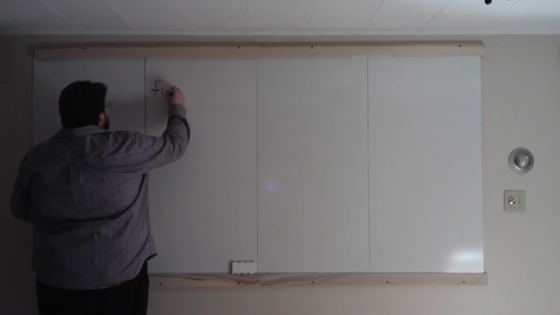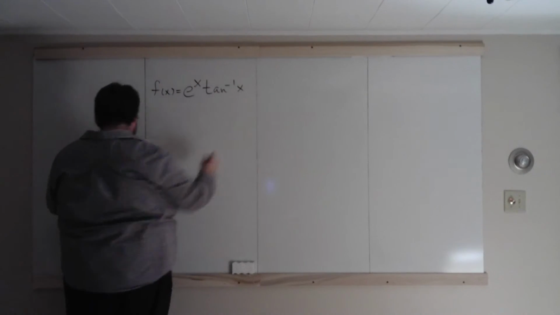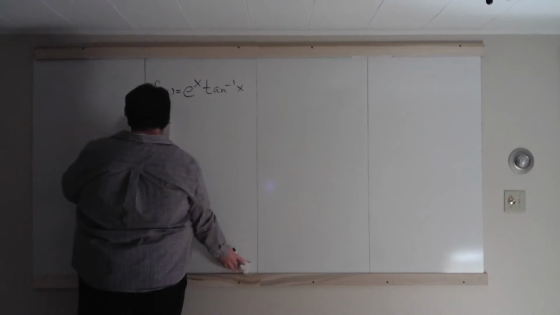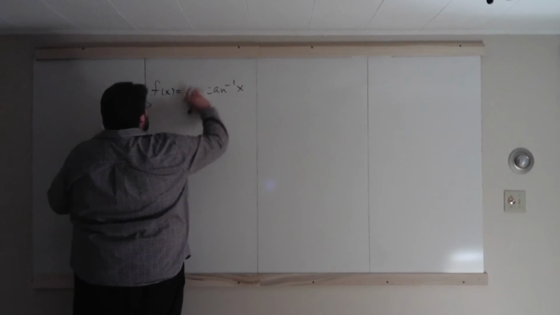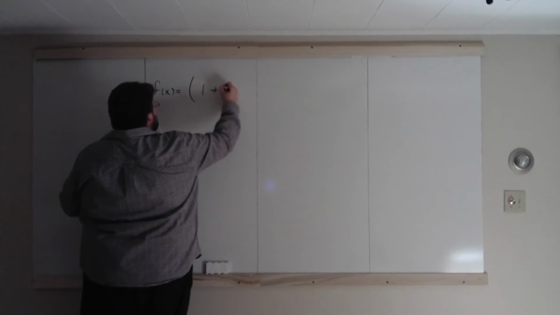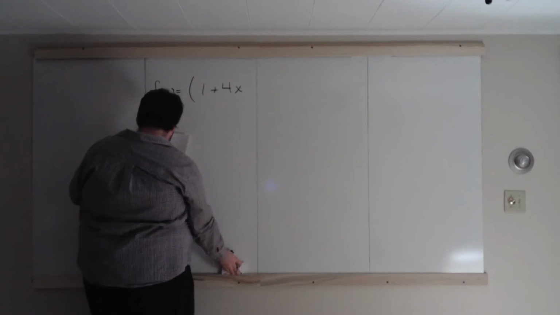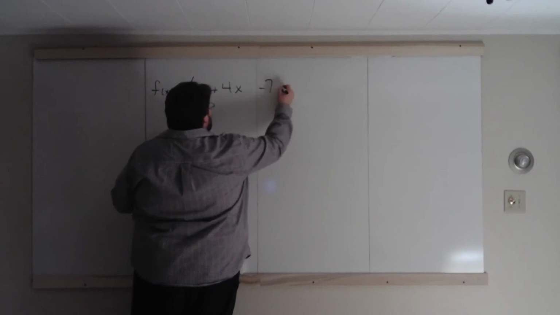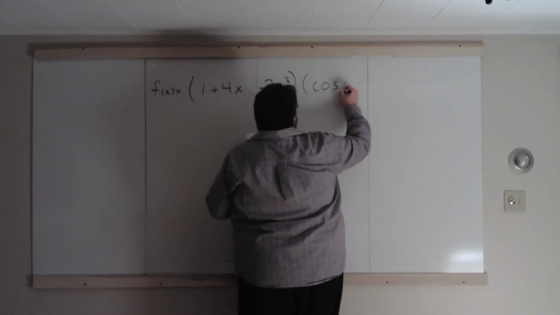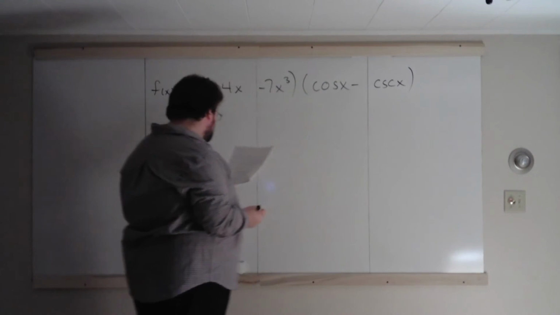Let's do another. Oh, I did one just like this, didn't I? Yeah, I did the same thing with inverse sines. I'm not going to do this one. Let's do this one. 1 plus 4x squared. 4x squared has shown up like 3 times. Let's just do 4x. Plus 4x minus 7x cubed times cosine x minus cosecant x. And let's hope our answer fits on the board.